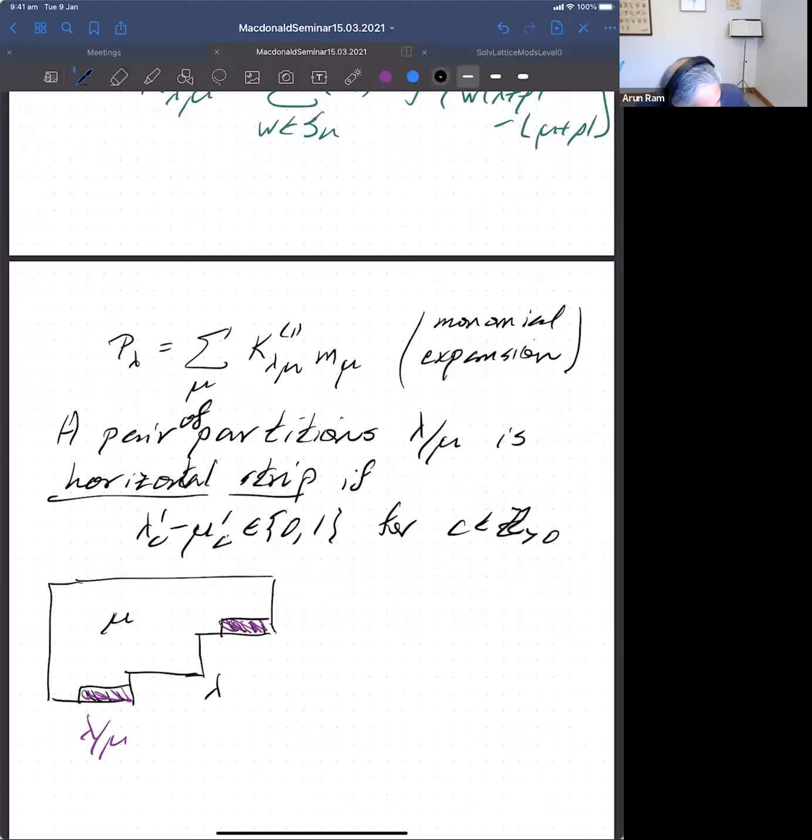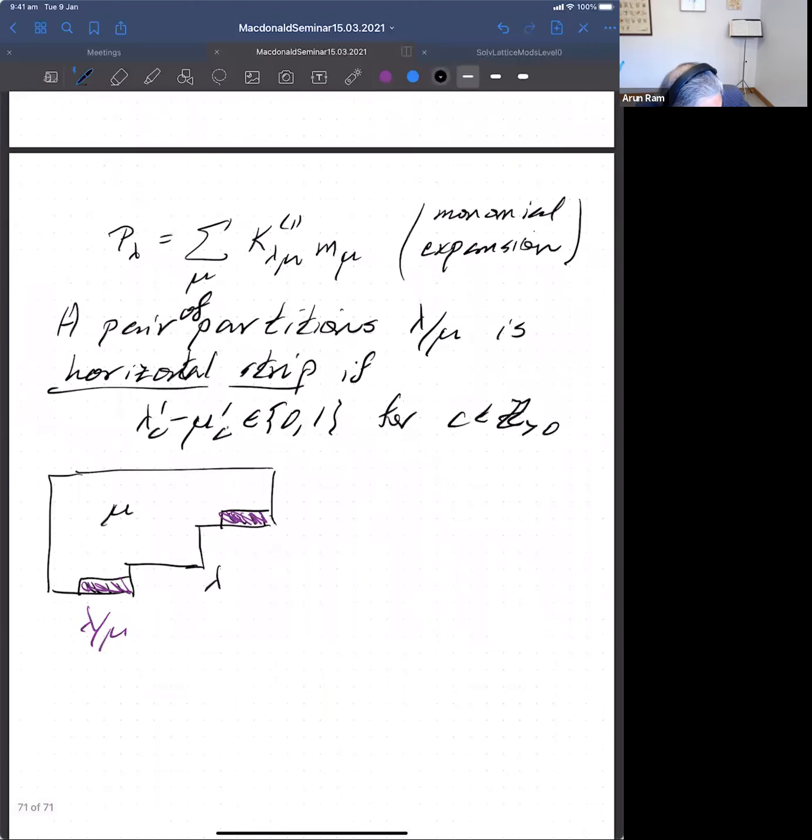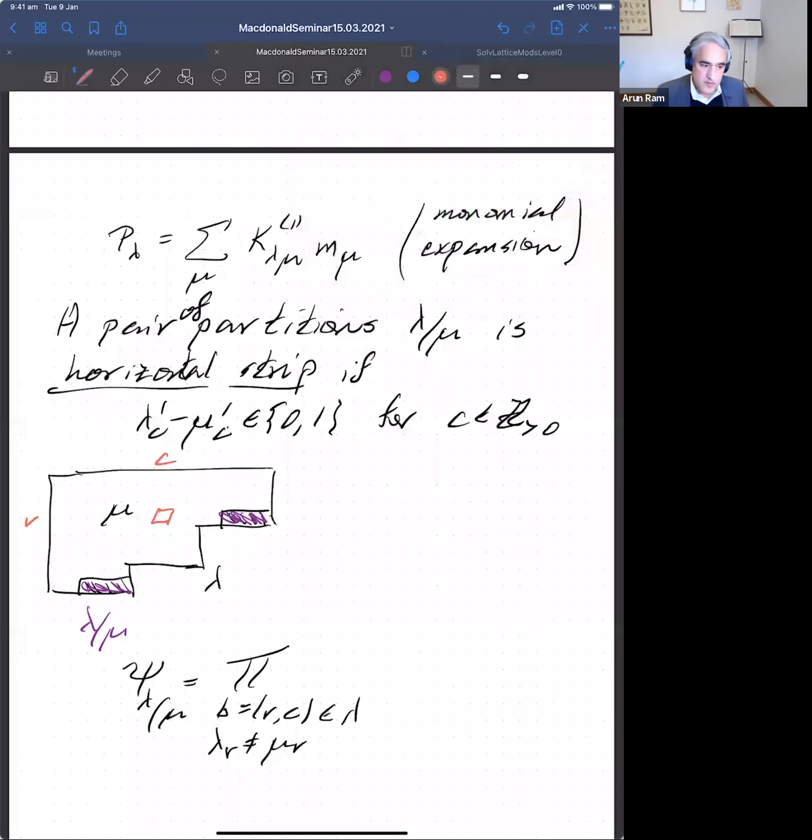And if I'm given a horizontal strip, I can define the following number, psi lambda slash mu, which is equal to the product over the boxes, so each box, of course, for me is a row and column, and so I look at a box in lambda. In my mind, I'm looking at a box, say here, in row R and column C. And then I want to make sure that the horizontal strip sees it in its arm. So I want this arm to touch the horizontal strip, and I want this leg not to touch the horizontal strip.